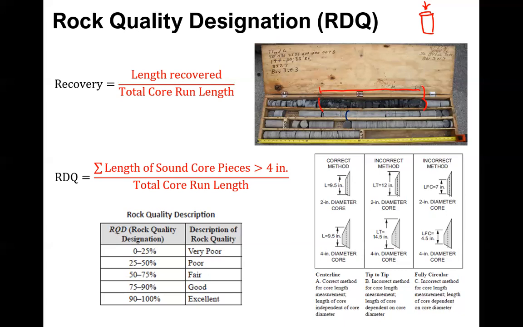But then you still divide it by the total core run length, and it's all in a percentage from 0 to 100%. And we have these descriptions of the rock quality. So if you have an excellent rock, then that means you have 90 to 100% RQD, rock quality. Yeah, my bad. This should be opposite.